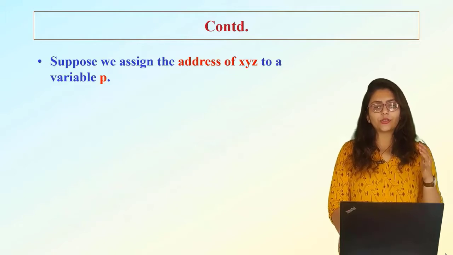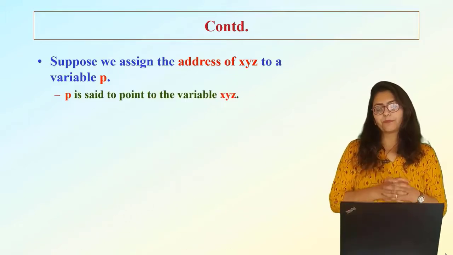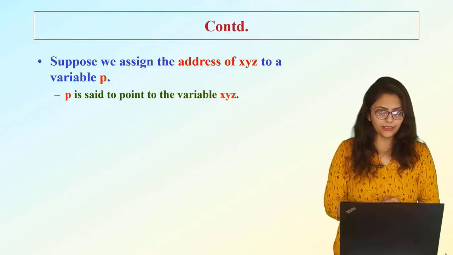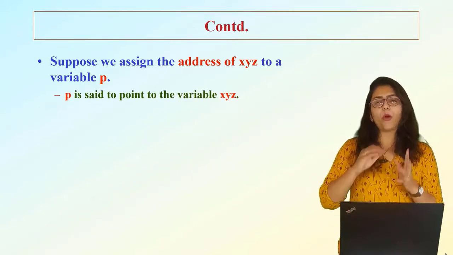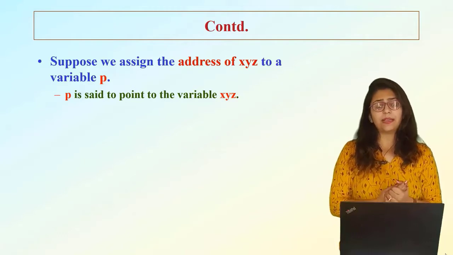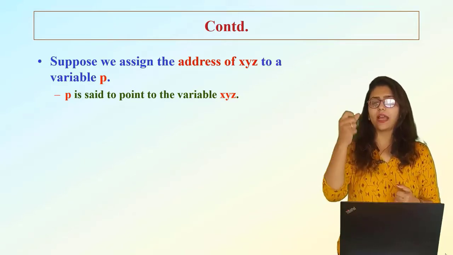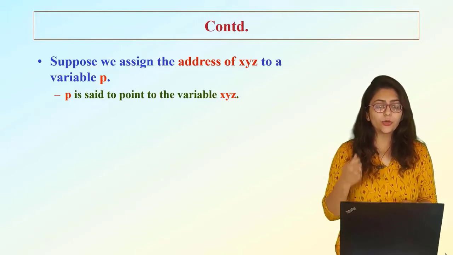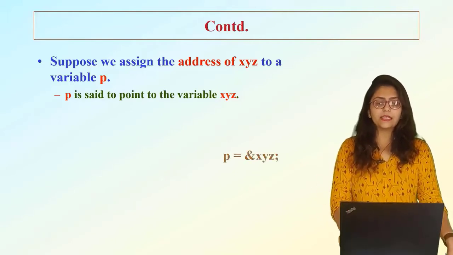Suppose we assign the address of xyz to variable p. The address of xyz is 1380. Now p is pointing to xyz. That means p has the address of xyz. What is the address of xyz? The address of xyz is 1380. So the value stored inside p is 1380.